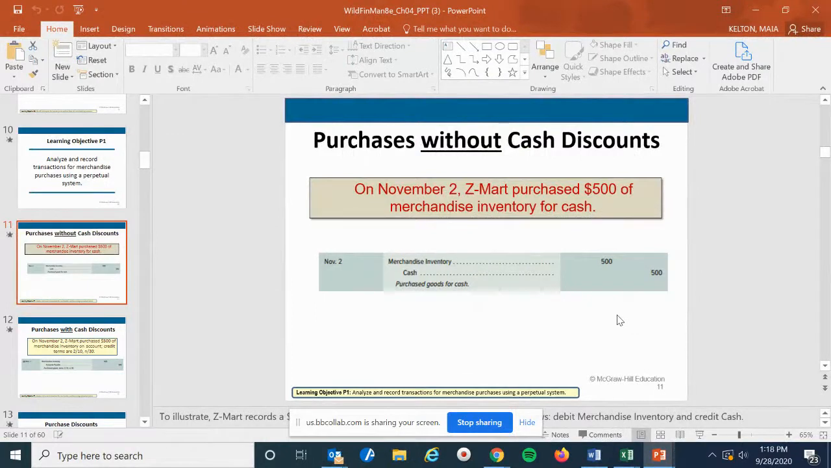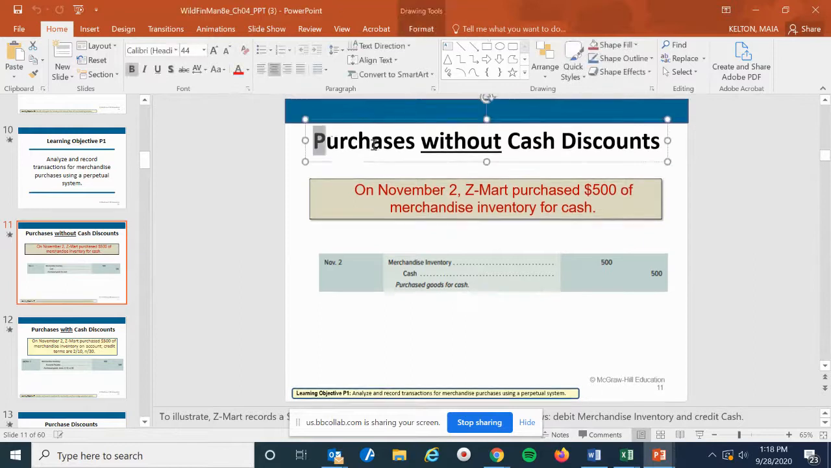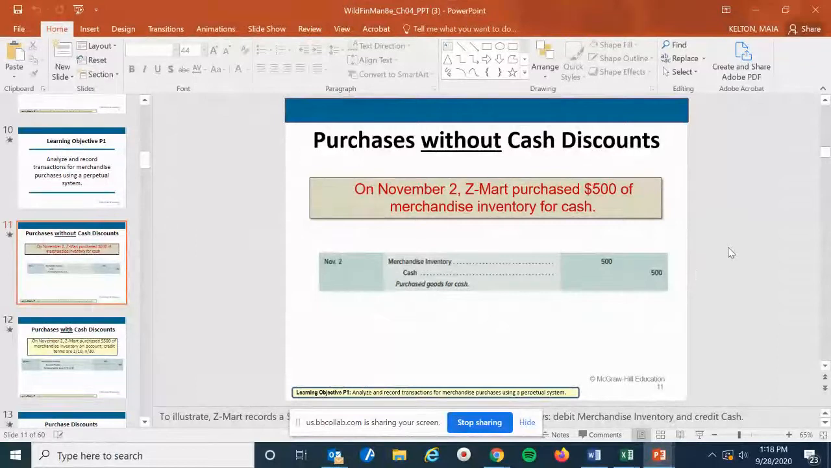So again, when the company purchases inventory, remember merchandise inventory is a current asset account. So every time inventory increases, it will be debited. Now, one thing that I wanted to pay attention to is the title here. It says purchases without cash discounts. So what does that mean? If Z-Mart purchases $500 of merchandise inventory for cash, obviously they're not offered a cash discount. They're not offered any kind of discount from what we can see here.